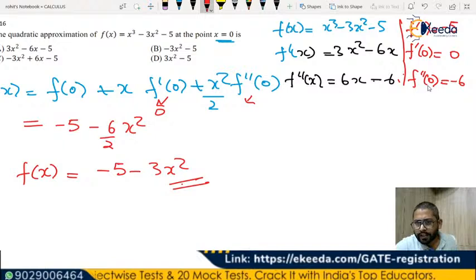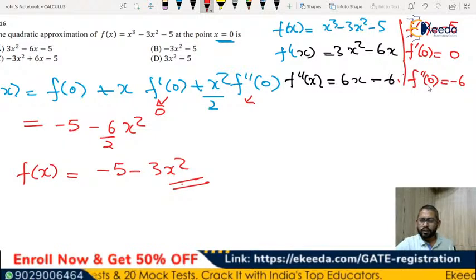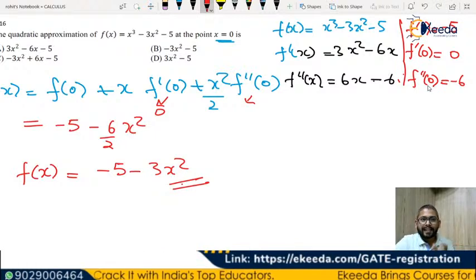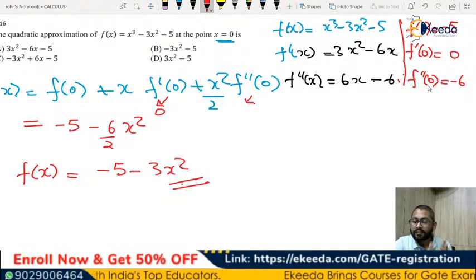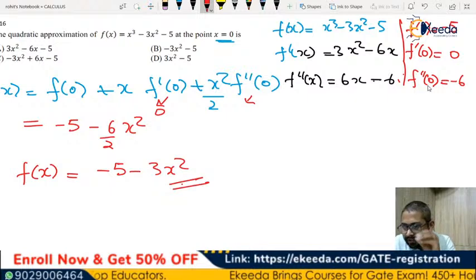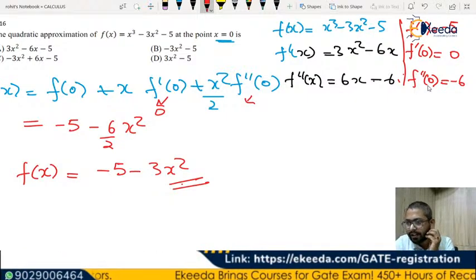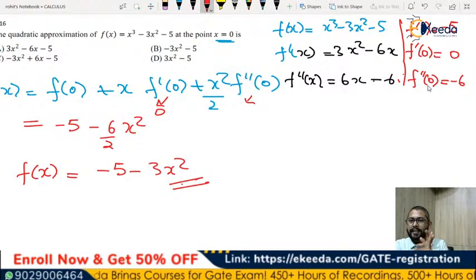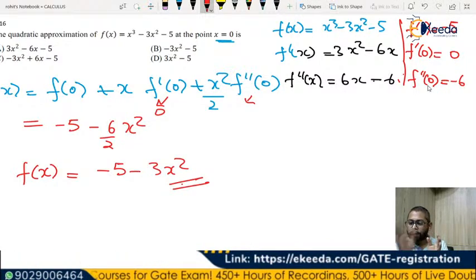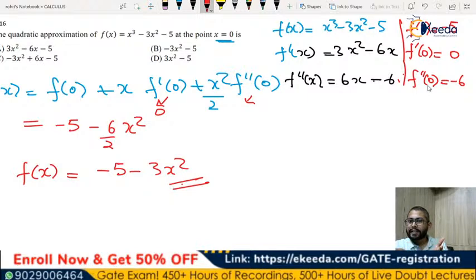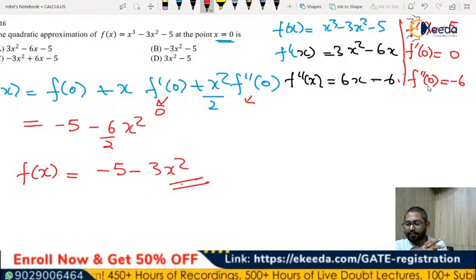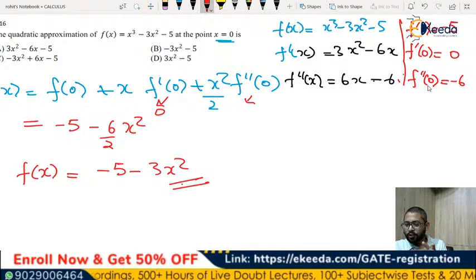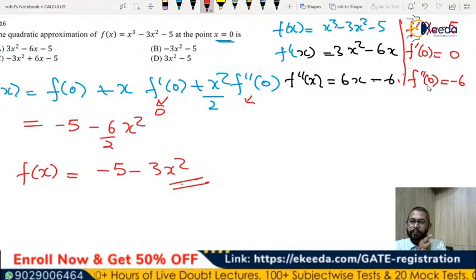F of 0 is minus 5. Kirti, the function is x cube minus 3x square minus 5. Please look at it, if you are not able to see it clearly, please focus. I am telling you the function is x cube minus 3x square minus 5. Put x equal to 0. The x terms will get 0. You will be left with only the constant. For this you don't have to calculate anything. The constant part will be the answer. So f of 0 is minus 5, Kirti.